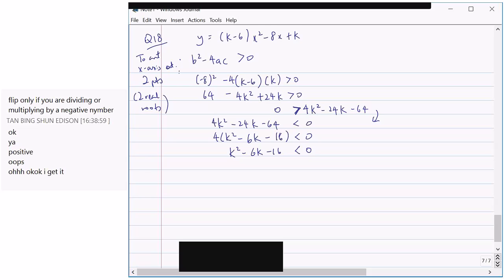Okay. So now my inequality is simplified to this. So this is the inequality I'm trying to solve: k squared minus 6k minus 16. So this is the quadratic inequality that I'm solving.